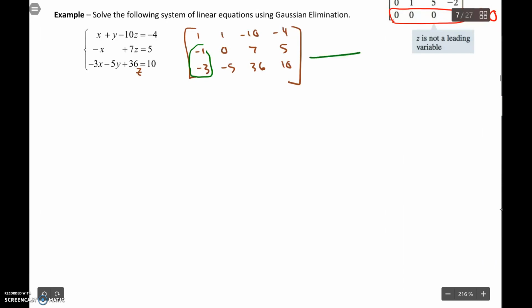So I'm going to eliminate these 2 first, and try to do it in the same step. To eliminate that one, I'm just going to take row 1 plus row 2 and store it into row 2. To eliminate this one, I'm going to take 3 times row 1, add it to row 3, and store it in row 3. So you've got to be very careful. Row 1 doesn't change.